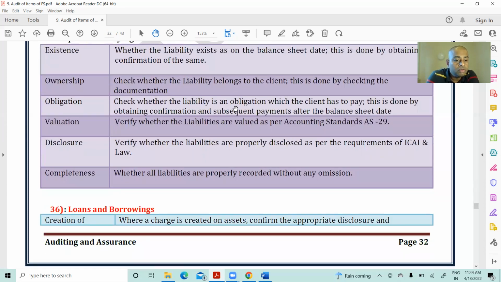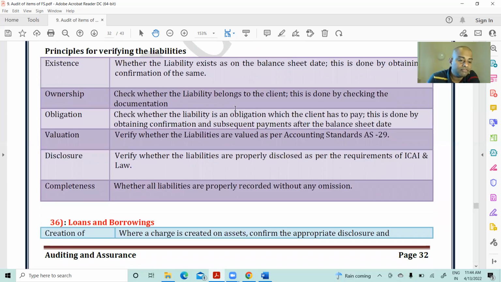So guys, I'll give you maybe 10-20 seconds. Read this box, that violet color box, whatever is appearing on the screen. Read that and try to understand.